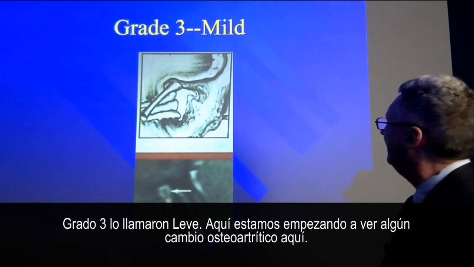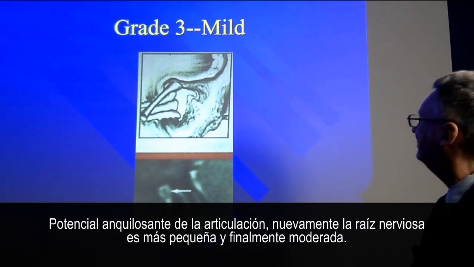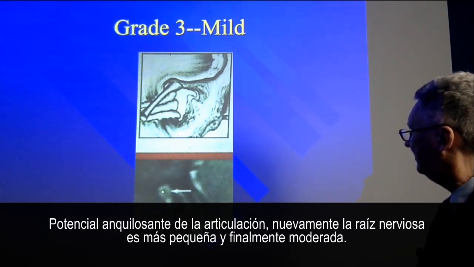Grade 3 they called mild. Here we're starting to see some osteoarthritic change going on, potential ankylosing of the joint. Again, the nerve root is smaller.